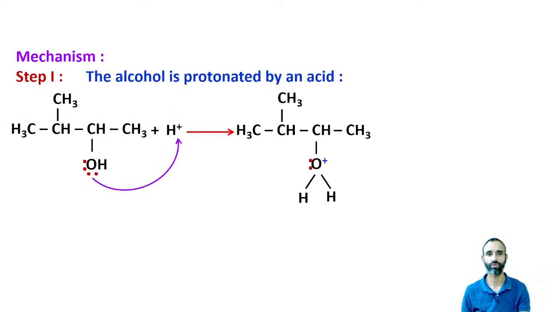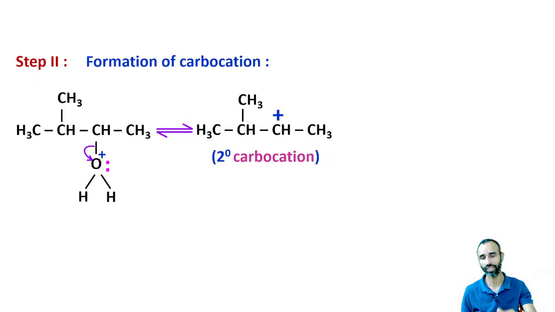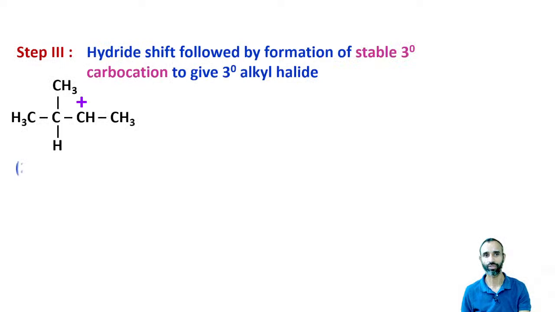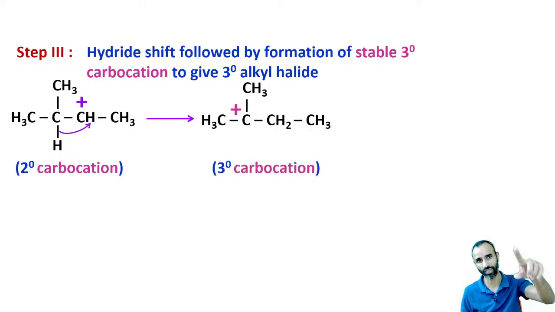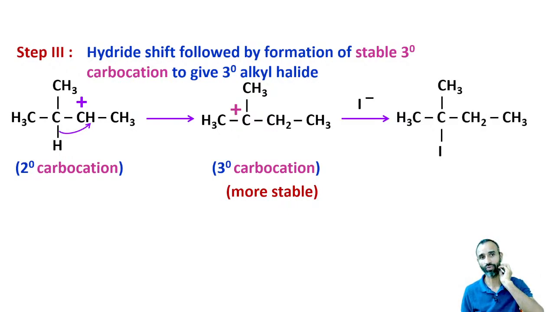So this is the mechanism. First of all, H plus ion forms protonated alcohol. Then from this protonated alcohol, water is removed. We get a secondary carbocation, but next to it what is there? Tertiary carbon. So therefore, there is a 1,2 hydride shift. The 1,2 hydride shift takes place, and we get a tertiary carbocation. Because it is more stable, that's why this shifting takes place. So iodide will attack it, and we get the tertiary product.